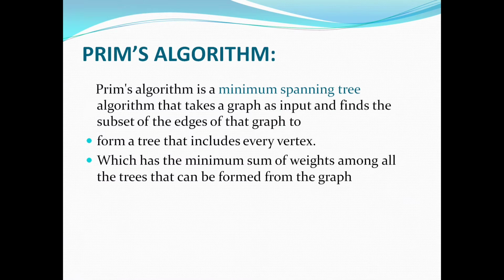Prim's algorithm is a minimum spanning tree algorithm that takes a graph as input and finds the subset of the edges of that graph to form a tree that includes every vertex, which has the minimum sum of weights among all the trees that can be formed from the graph.